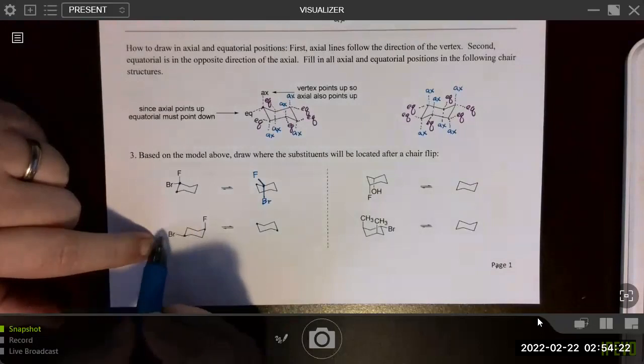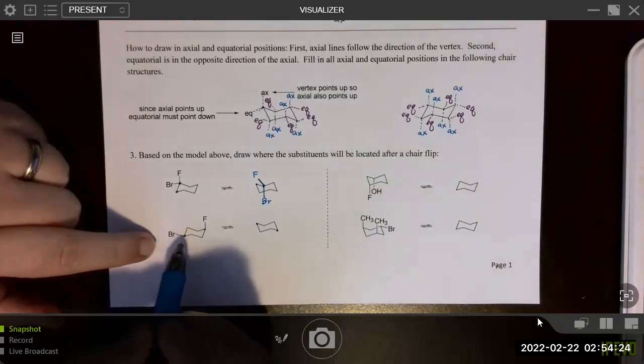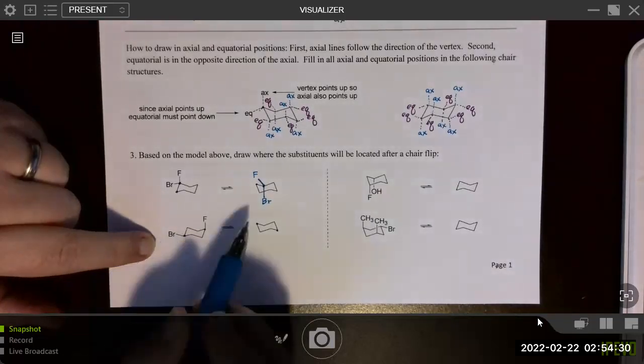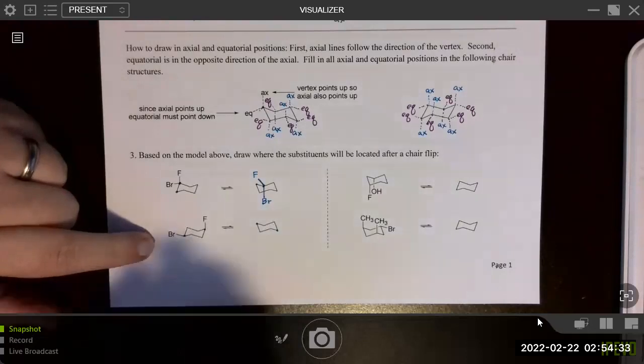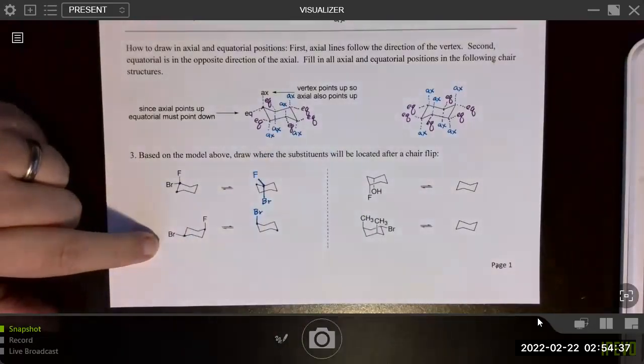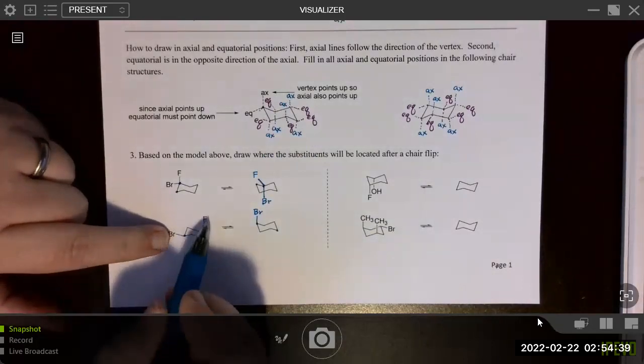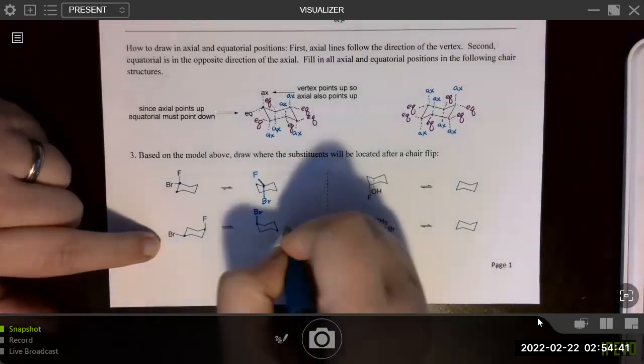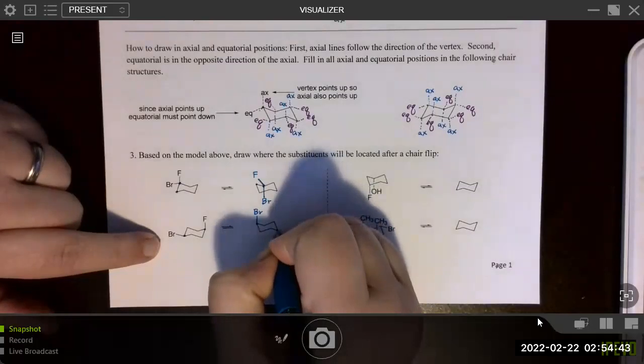So this one right now, bromine, notice how it's up because the hydrogen here would be down. It is up and equatorial. So after the ring flip, it should be up and axial. Put it in the up position here. And then the fluorine right now is up and axial, so it will be up and equatorial after the ring flip.